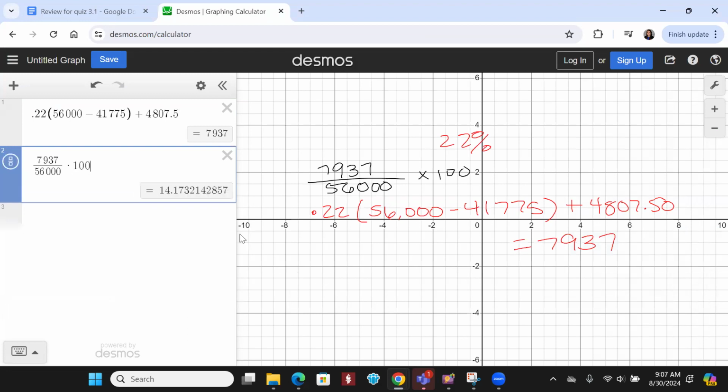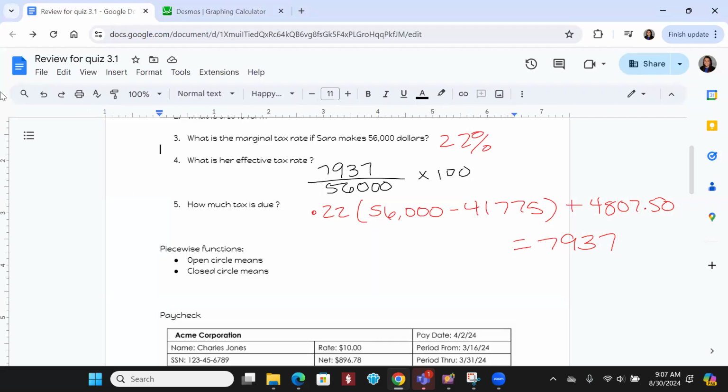So what do we get? We can say 14.2%. So 14.2%. That's her effective tax rate. So for my people who are visual learners, that means you take your tax due and divide it by your income.